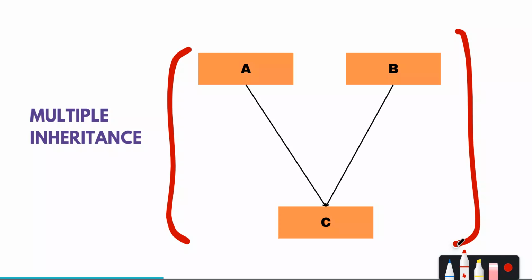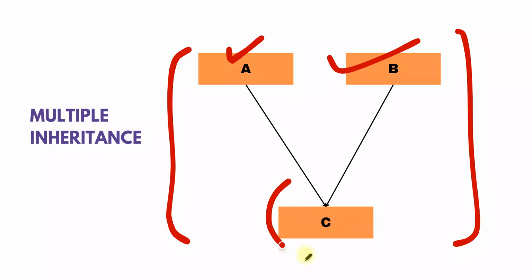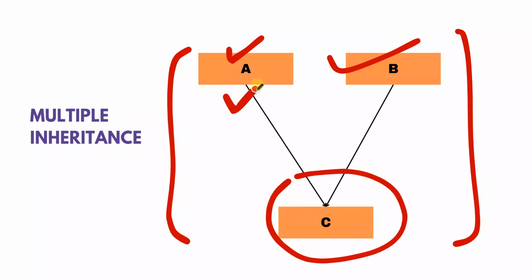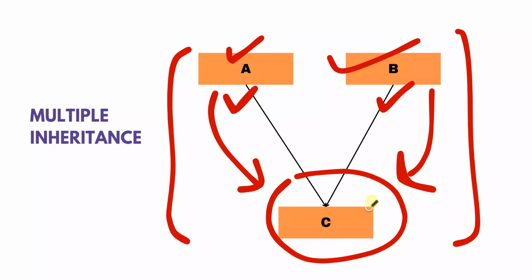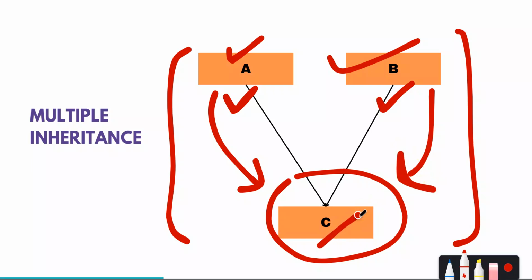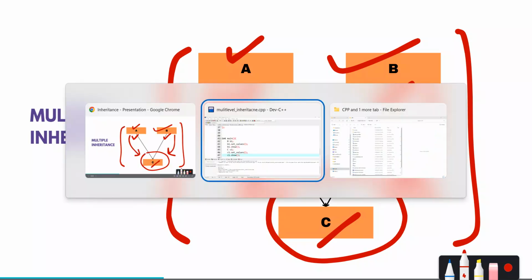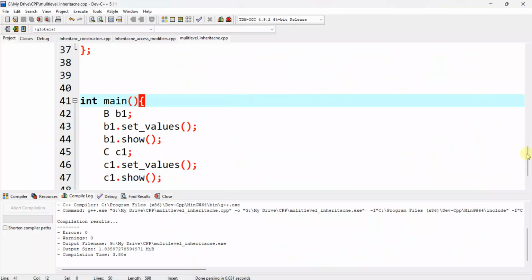Multiple inheritance means that we have two classes A and B, and they have different data members, and in C we need the data members from A. We also need some of the data members from B. So all the data members from A and all the data members from B will come into the C class. So let's check how we can code it and whether it is working or not.